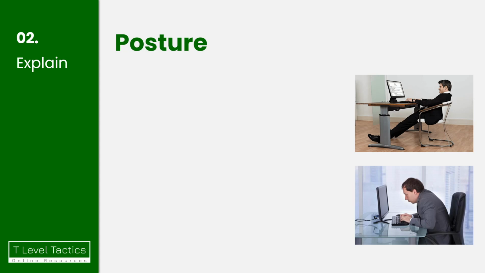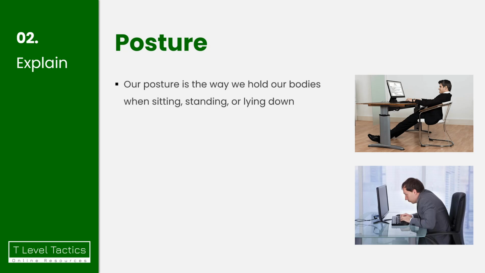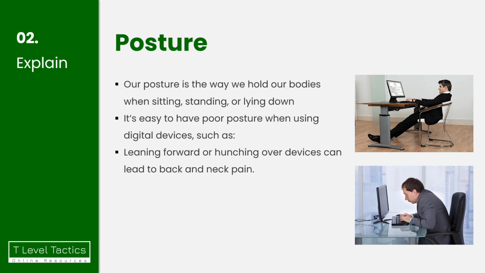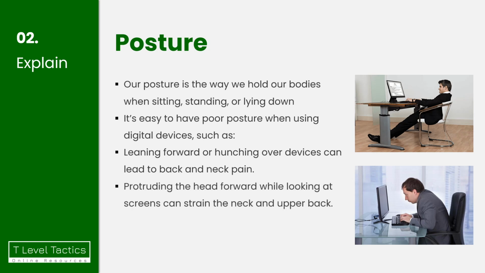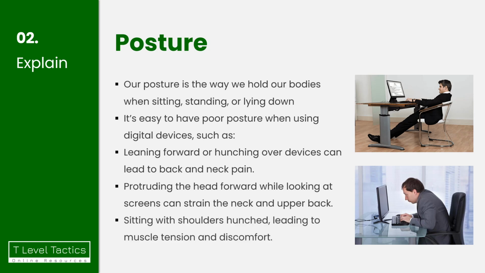When we use devices, we need to think of our posture. Our posture is the way we hold our bodies when sitting, standing, or lying down. And it's easy to have poor posture when using digital devices, such as leaning forward or hunching over devices, which can lead to back and neck pain, or protruding the head forwards while looking at screens can strain the neck and upper back, or sitting with your shoulders hunched over like this image at the bottom here, which can lead to muscle tension and discomfort.